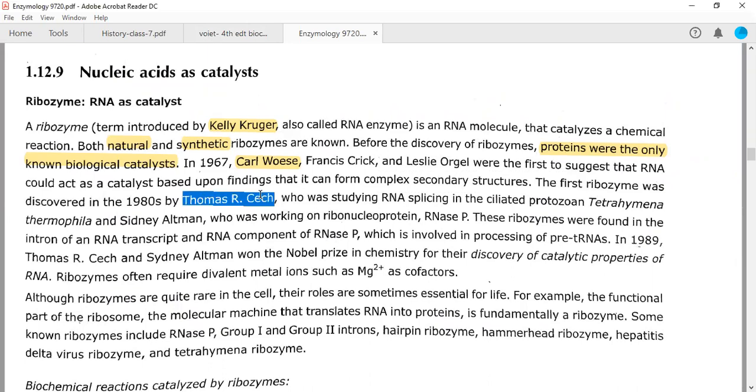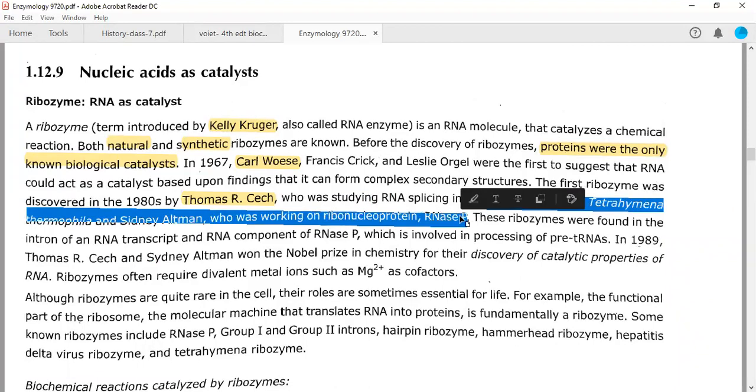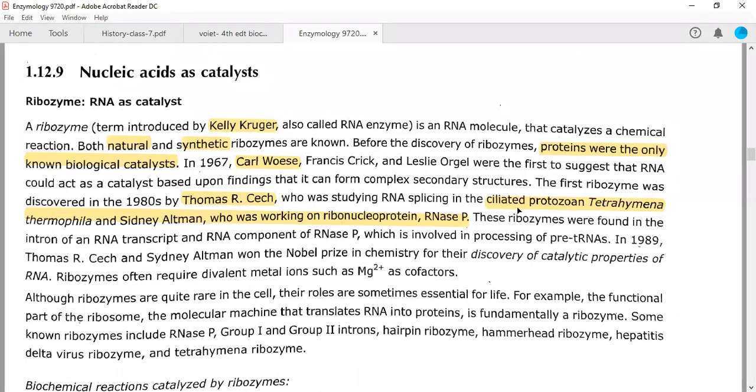First is Thomas R. Cech, who discovered it from the ciliated protozoan Tetrahymena thermophila, and the second scientist is Sidney Altman, who was working on RNase P. These two scientists, in the 1980s, gave the first scientific proof of RNA enzymes, or ribozymes. They discovered them separately: one is the Tetrahymena thermophila ribozyme and the second is RNase P. These are found in RNA transcription, and the RNA component of RNase P is involved in processing.